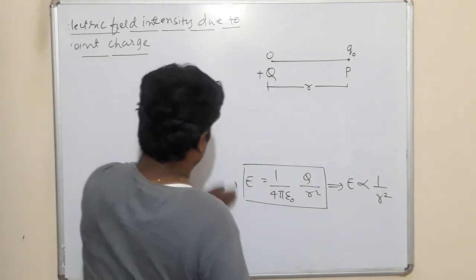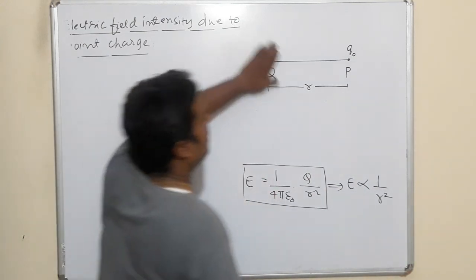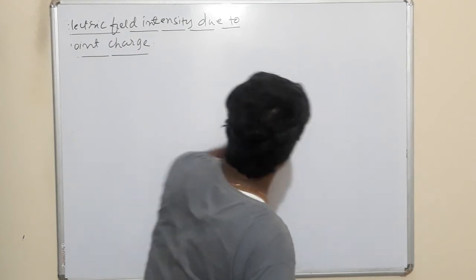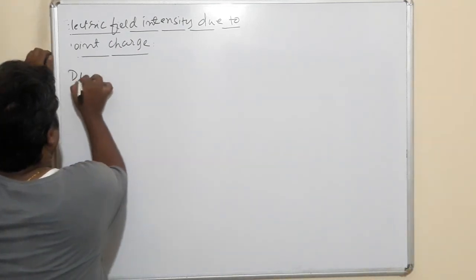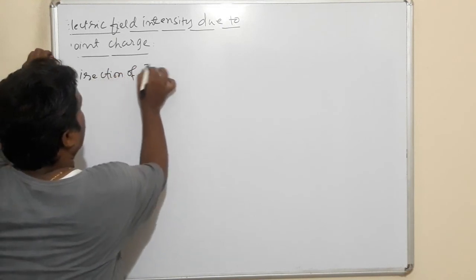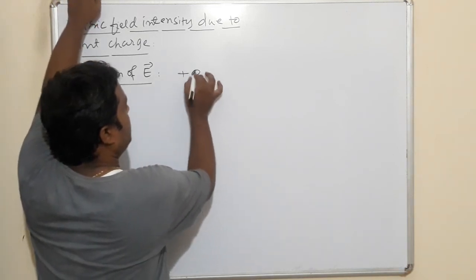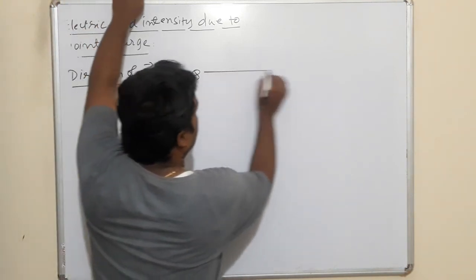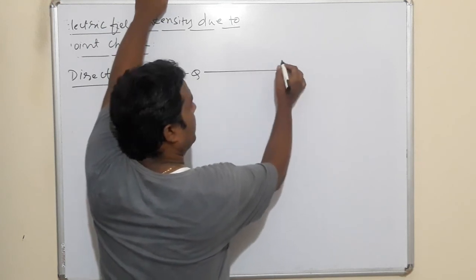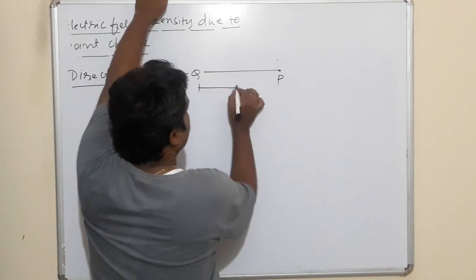See, I told you this equation gives the magnitude but not the direction. How will you define the direction? That depends on the direction of force. The direction of electric field depends on the direction of force. If it is a positive charge, remember it, these things are going to help us in solving problems and in studying further things. This is a point P which is at a distance r.